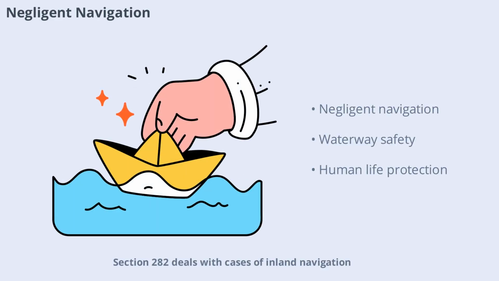Section 282 deals with cases of inland navigation. If a person navigates a vessel rashly or negligently, endangering human life, they are punishable under this section. Waterways, like roads, require careful operation to prevent accidents and protect lives. This law ensures that those responsible for navigation act with caution and respect for safety regulations, reinforcing the importance of responsible conduct in all forms of transport.